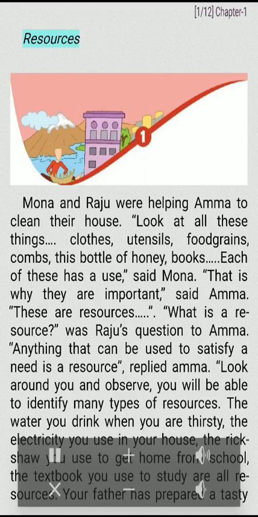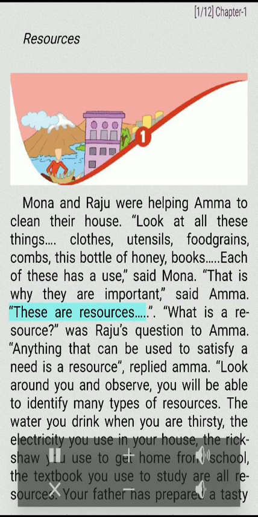Resources. Mona and Raju were helping Amma to clean their house. Look at all these things. Clothes, utensils, food grains, combs, this bottle of honey, books. Each of these has a use, said Mona. That is why they are important, said Amma.